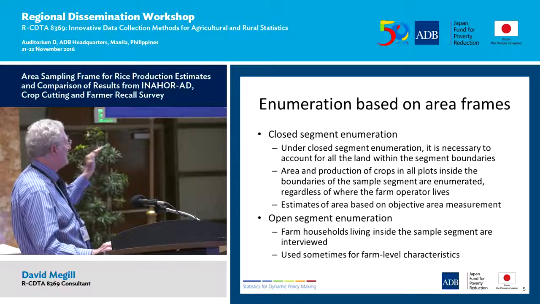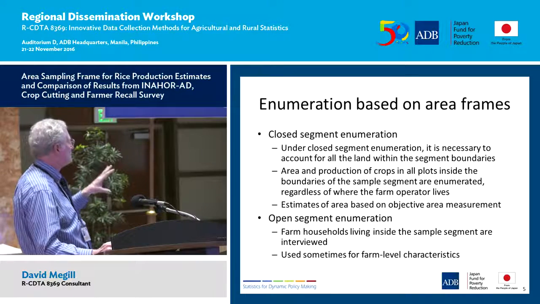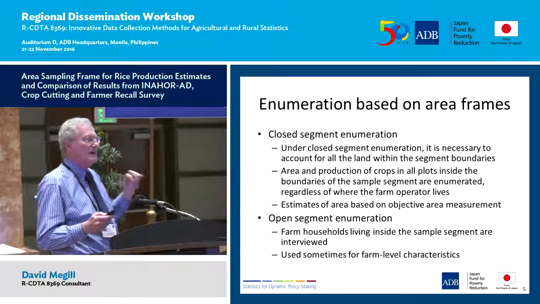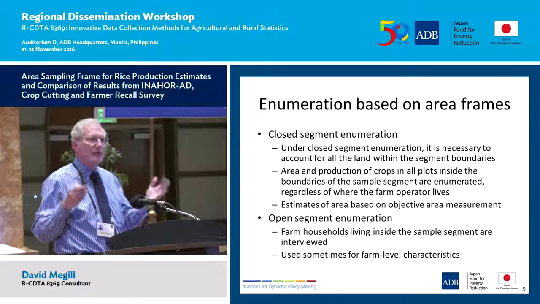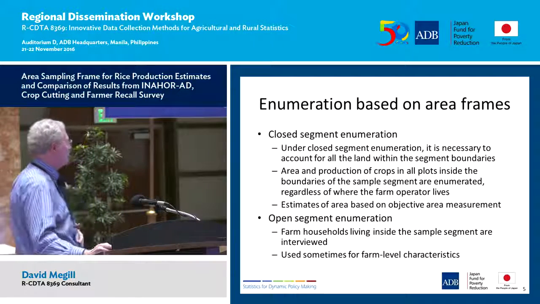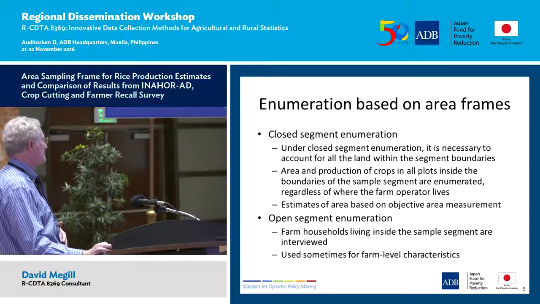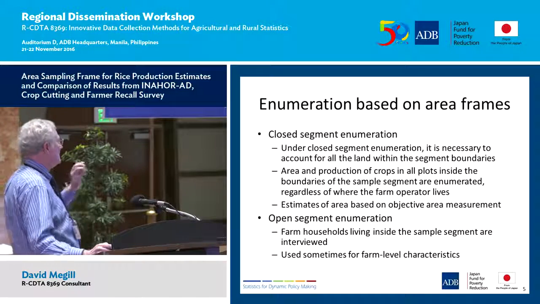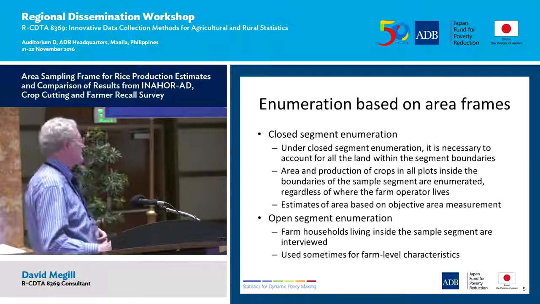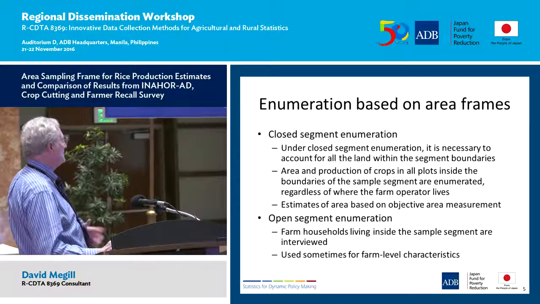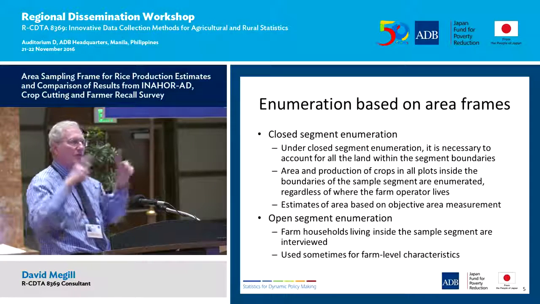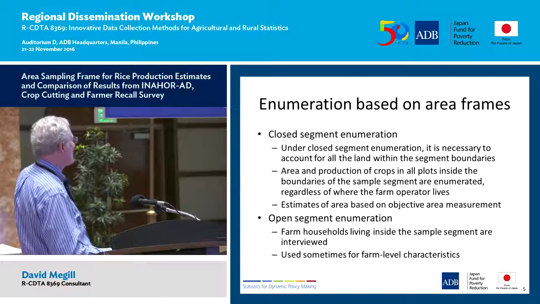Okay, now the other type of enumeration is called open segment enumeration. This is where you identify the farm households that are located inside the boundaries of the sample segment. And when you're looking at farm-level characteristics, sometimes this approach is needed. So you can ask about not only the plots inside the mesh, but farm-level characteristics.